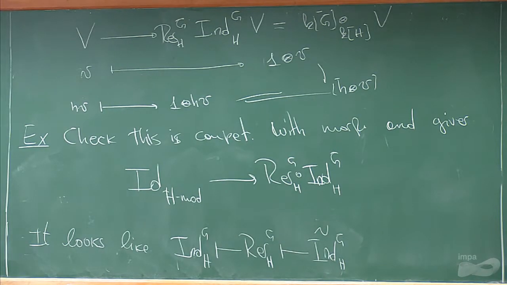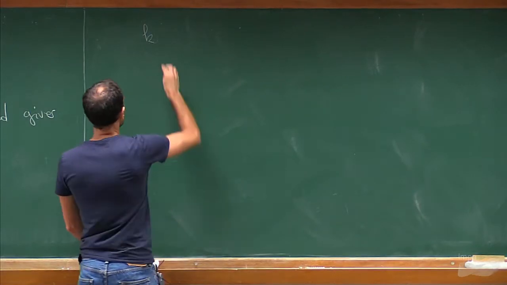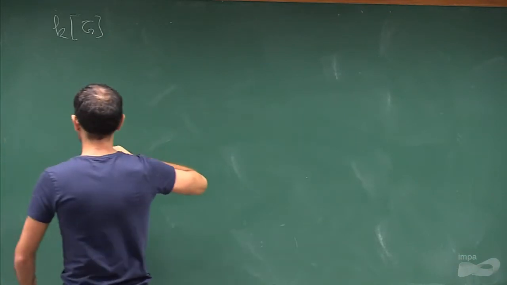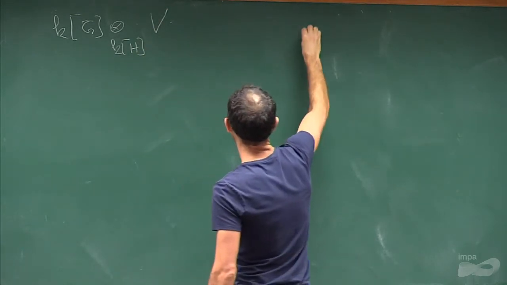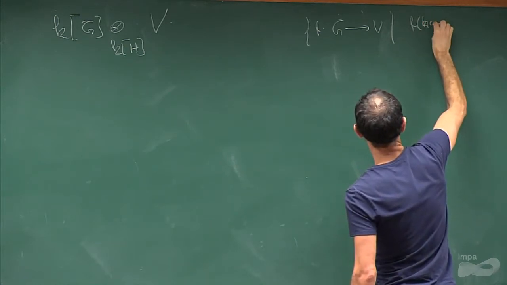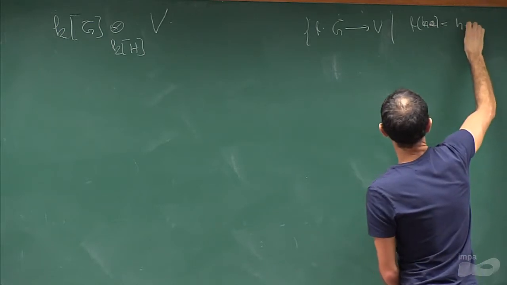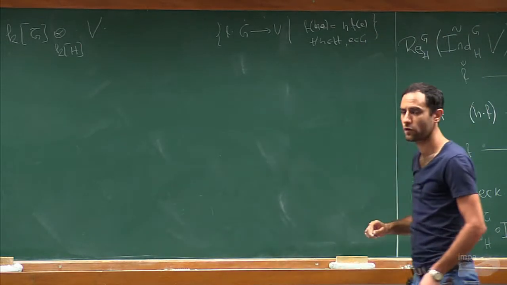Okay, but then there's the following issue. Let's analyze a little bit better what these vector spaces are. How do I construct these vector spaces? What is the structure of the vector space from K of G, K of H, V, and this other functor, which is functions f from G into V such that f of HA is equal to H f of A for every H in H, A in G. So these are my two different inductions.